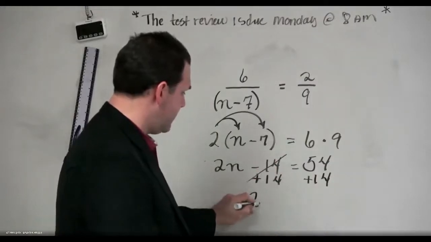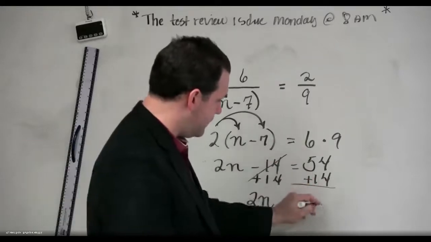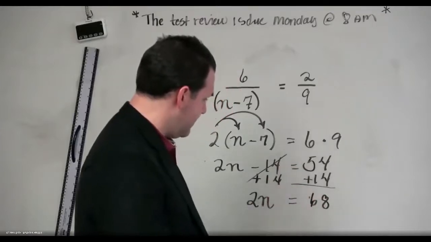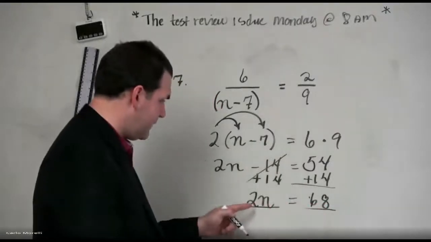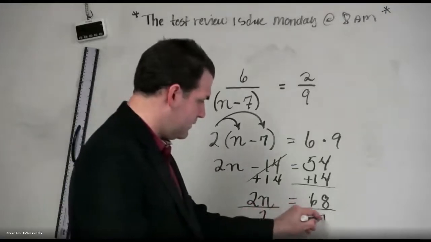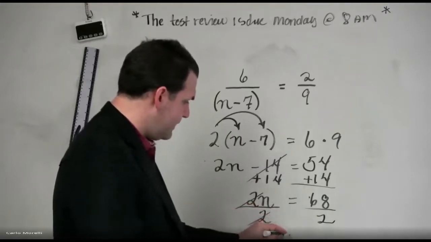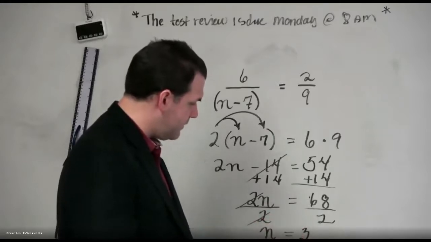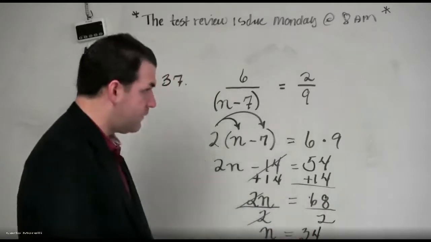Now I've got 2n equals 54 plus 14. So we stack add. 4 plus 4 is 8. 5 plus 1 is 6. Now I'm going to tell the reader, in order to isolate the n variable by itself, I'm going to divide both sides by the coefficient of the n variable, which is 2. Cancel out those 2's. And now n equals 68 divided by 2. So 2 goes into 6 3 times with no remainder. 2 goes into 8 4 times with no remainder. So n must equal 34.